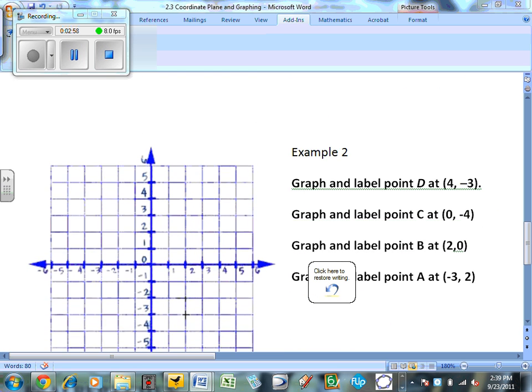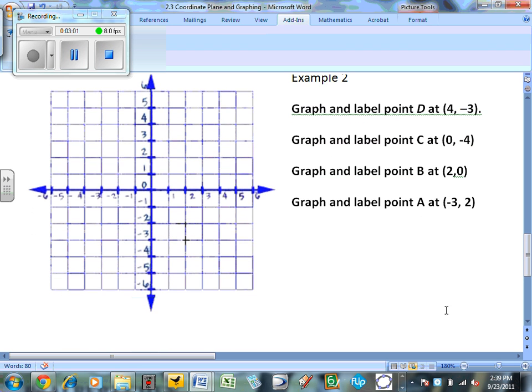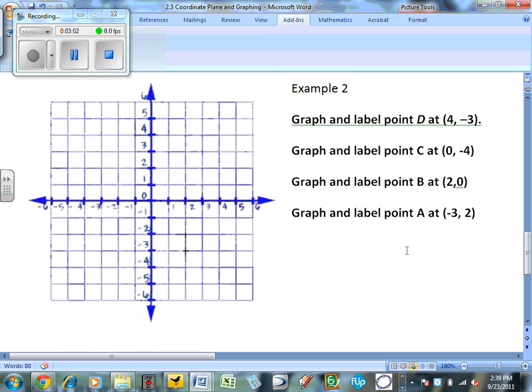The next example here is graph and label the points A, B, C, and D. So we want to graph and label. When we graph it, we plot the point on its coordinate point, its ordered pair, and then we write the letter next to it so we can tell what point we're plotting. So graph and label point D at 4, -3.